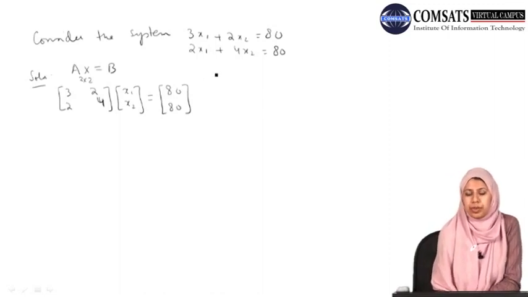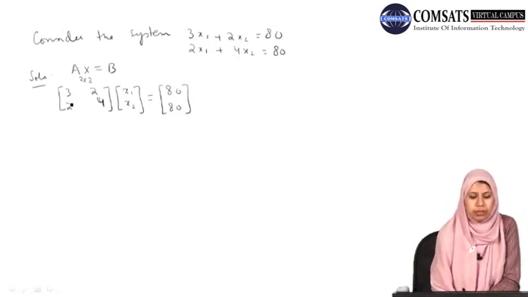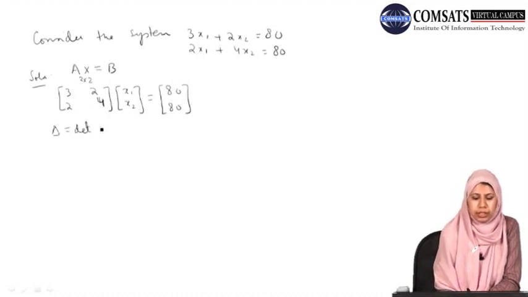Given a system of equations, the first thing is we have to transform the system into the matrix form. We have done it. Now we have to use the Cramer's rule. The Cramer's rule says that we have two unknowns x1 and x2 and we have to find these values. The first thing which we have to do is to find the delta, which is the determinant of our matrix A.